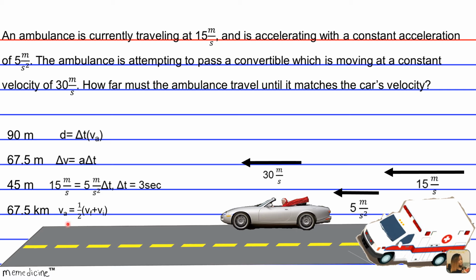So v sub a is simply the average velocity, which we can calculate using this equation, 1/2 times v sub f plus v sub i, where v sub f stands for final velocity, which is 30 meters per second, and v sub i stands for our initial velocity, which is 15 meters per second. Or we can just plug them in and we get that our v sub a, our average velocity, is equivalent to 22.5 meters per second.